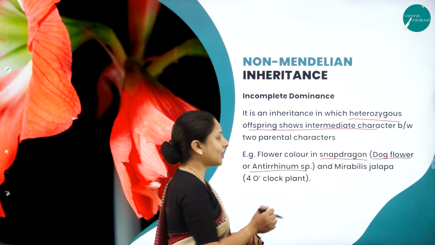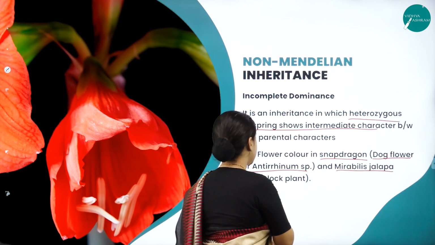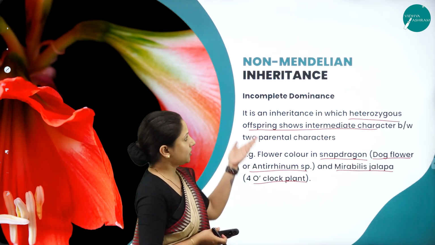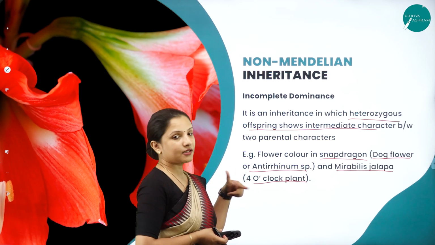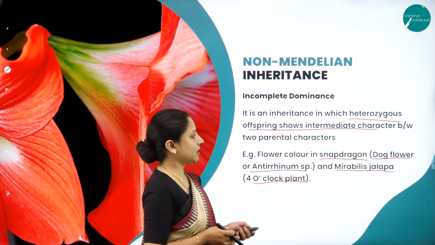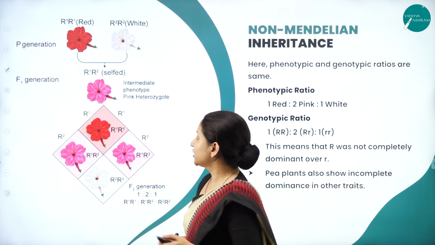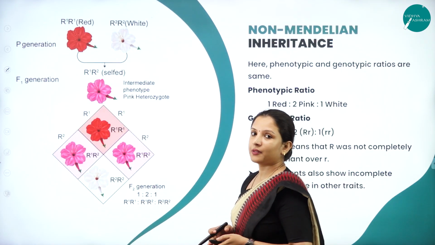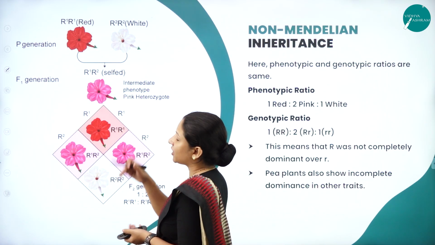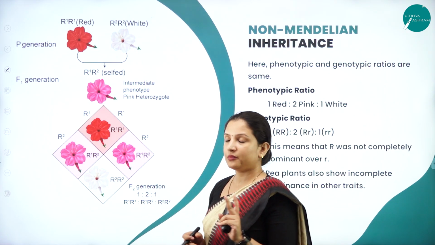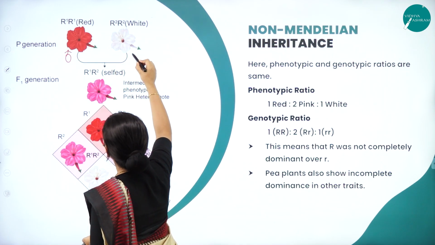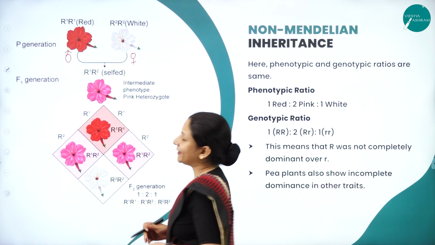Or we can take the example of Mirabilis jalapa, which is also called the 4 o'clock plant. We'll take this example to explain incomplete dominance. In the textbook, they have taken Snapdragon, while here I've taken Mirabilis jalapa, which is called the 4 o'clock plant because it usually flowers at that particular time. Here we have taken the male plant and the female plant. The male is red in color. The female is white in color.